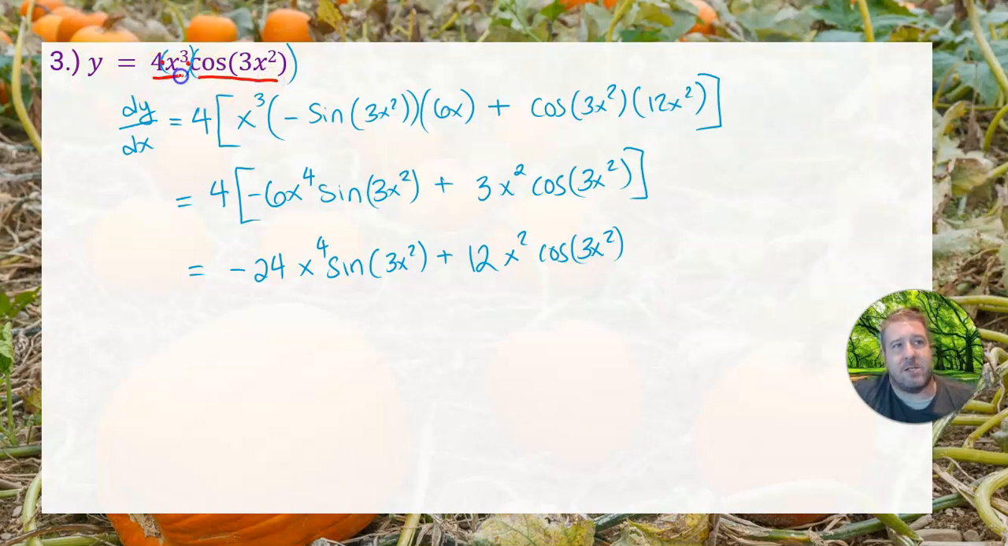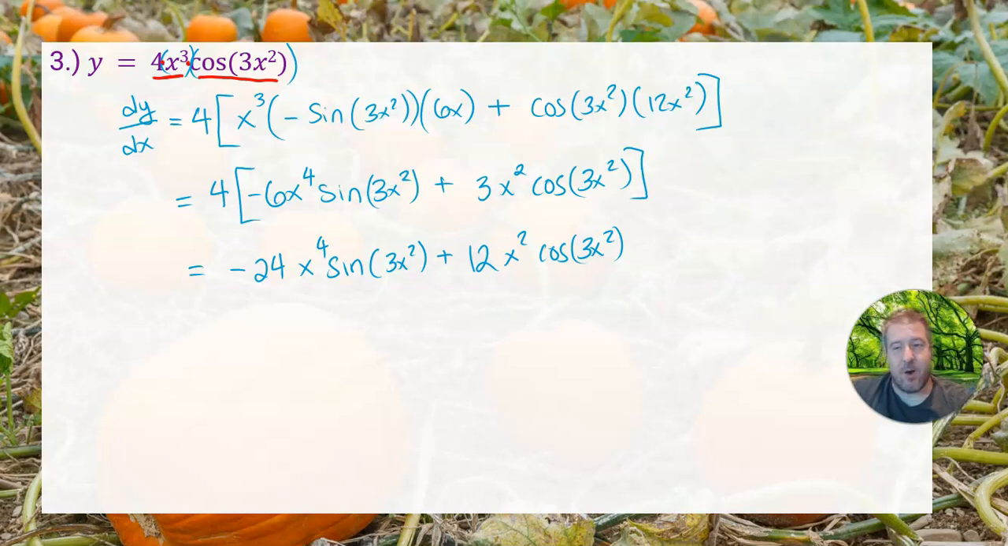This is product rule where this term's being multiplied by this term. You could put the 4x cubed together, or you could pull out the 4, which I did using constant multiple rule. It doesn't matter. You're going to get the same answer either way. Now, this is product rule, but when you do the derivative of the second term, you're going to have to use chain rule. And that's how chain rule really is applied.